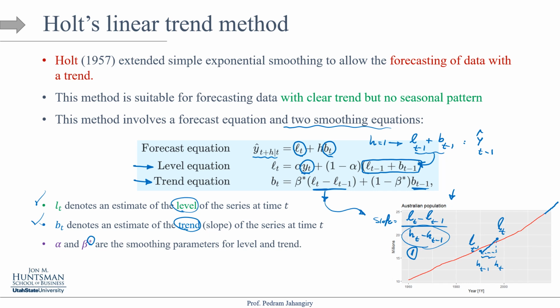Okay, so what are the parameters of this method? For this method, we have to figure out what is L0. We have to figure out what is your trend 0. We have to also figure out what is alpha and beta star. So now this model has 4 parameters. The SES had 2 parameters. This one has 4 parameters.